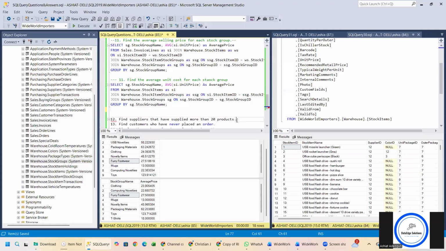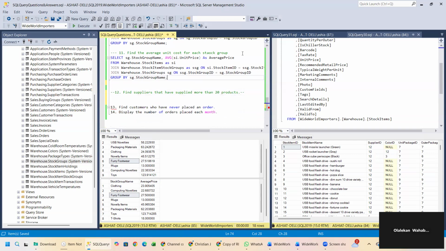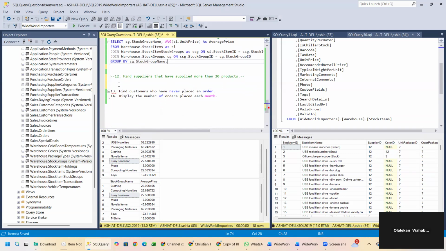Question 12, I mean, find suppliers that have supplied more than 20 products. So from this question here, how many tables are we working with? Find suppliers that have supplied more than 20 products.